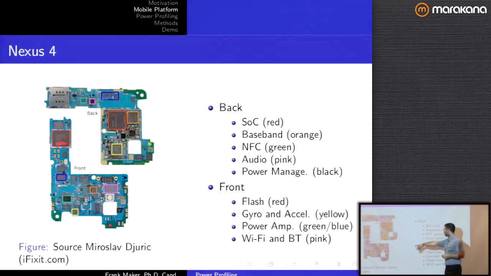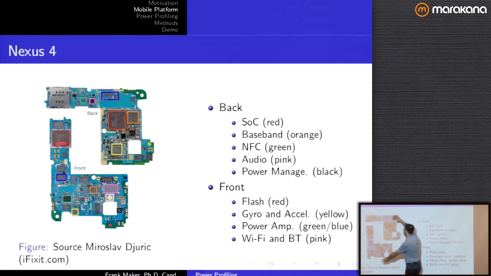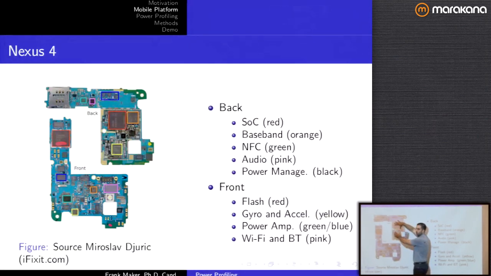And then on the other board here, you have a flash memory, which can be pretty big, gyro and accelerometer. Those are reasonably power heavy, considering you run them for a long time. Power amp for the cell phone, and then the Wi-Fi and Bluetooth are usually bundled into a combo chip, and that one is in pink. So as you can see, on a normal computer, all this functionality would be inside the one chip. But on a smartphone, they've been spread out into different chips.